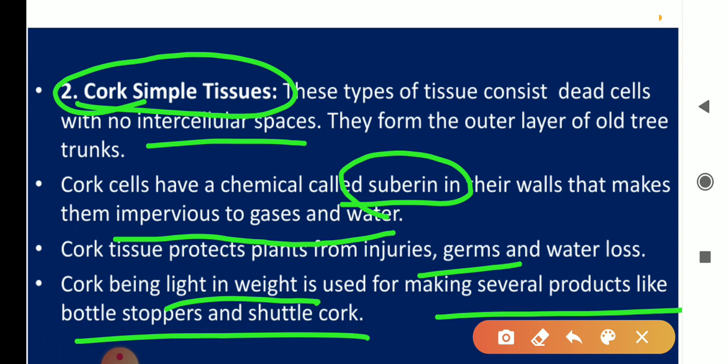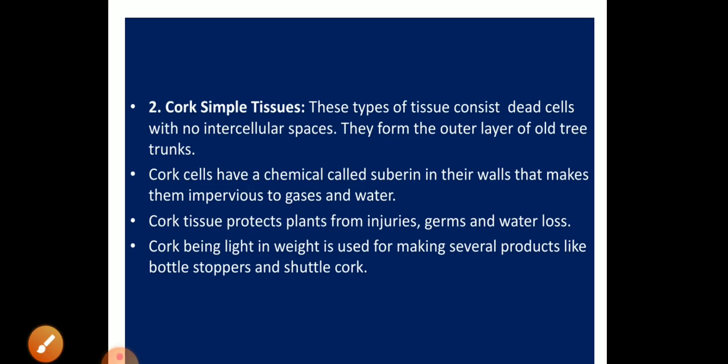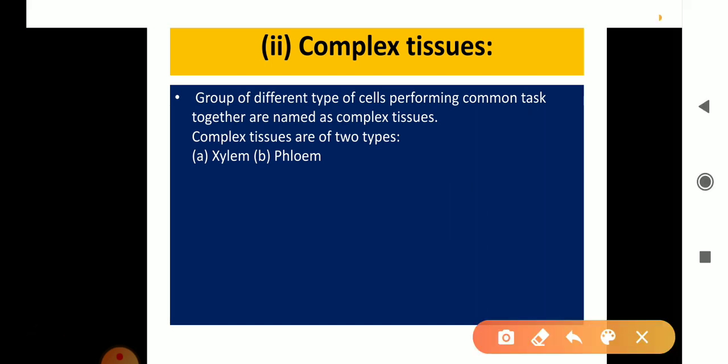Now, next is complex tissue. There are two complex tissues. One is xylem and second is phloem. Now, why are these tissues called complex tissues? These are called complex tissue because they have a group of different types of cells, or we can say different types of tissues.